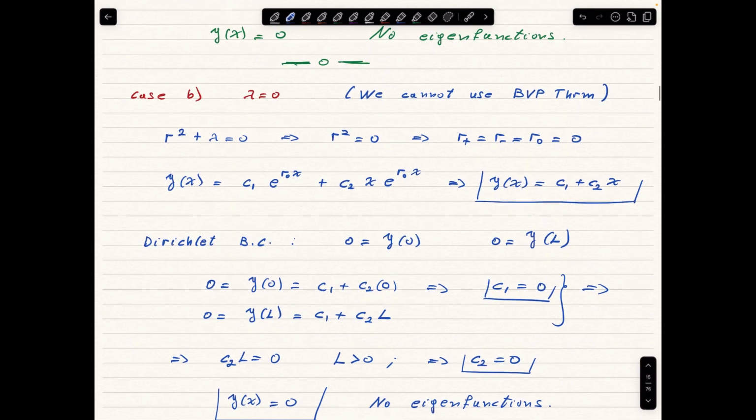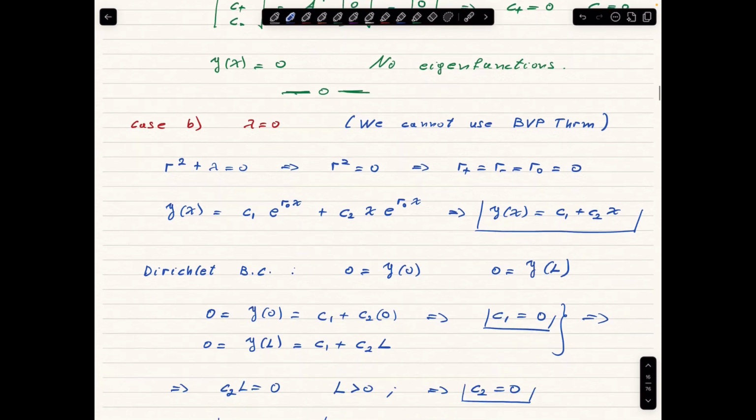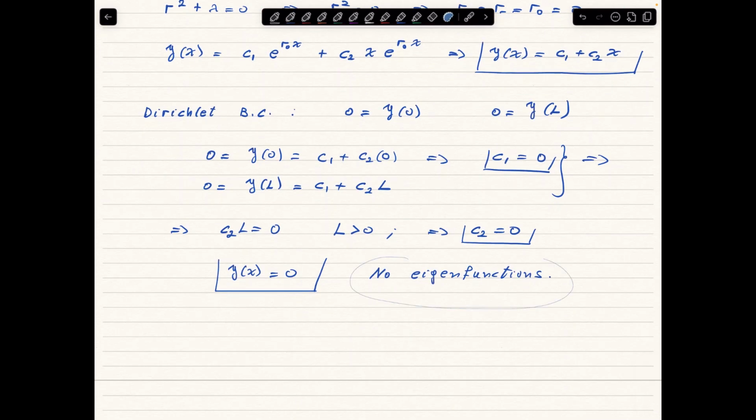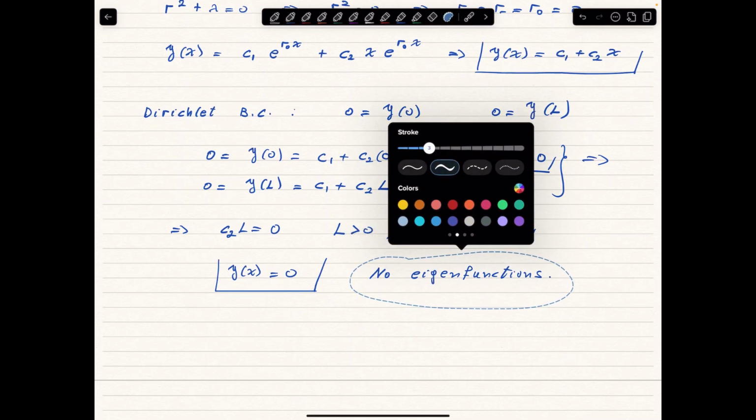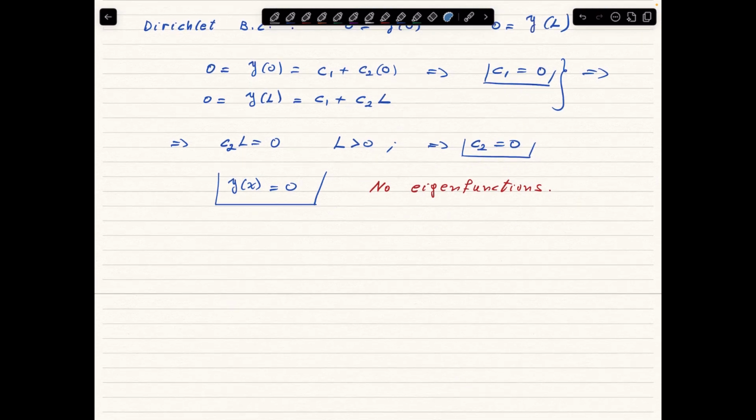Alright, so case B, nothing. I'm using red, so let's put that in red so it looks better. There, no eigenfunction. So now the last case, case C. Case C, lambda is positive. Okay, for lambda positive, let's write that as lambda equal mu squared, where mu is also positive. It's just to have a square there emphasizing that lambda is positive.